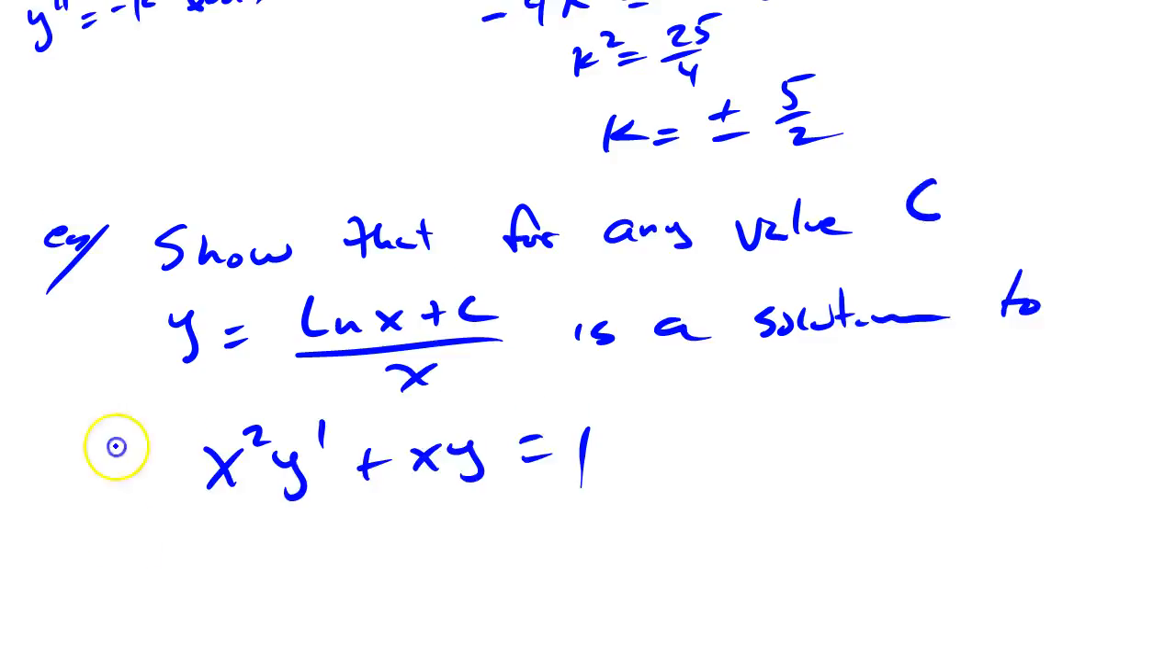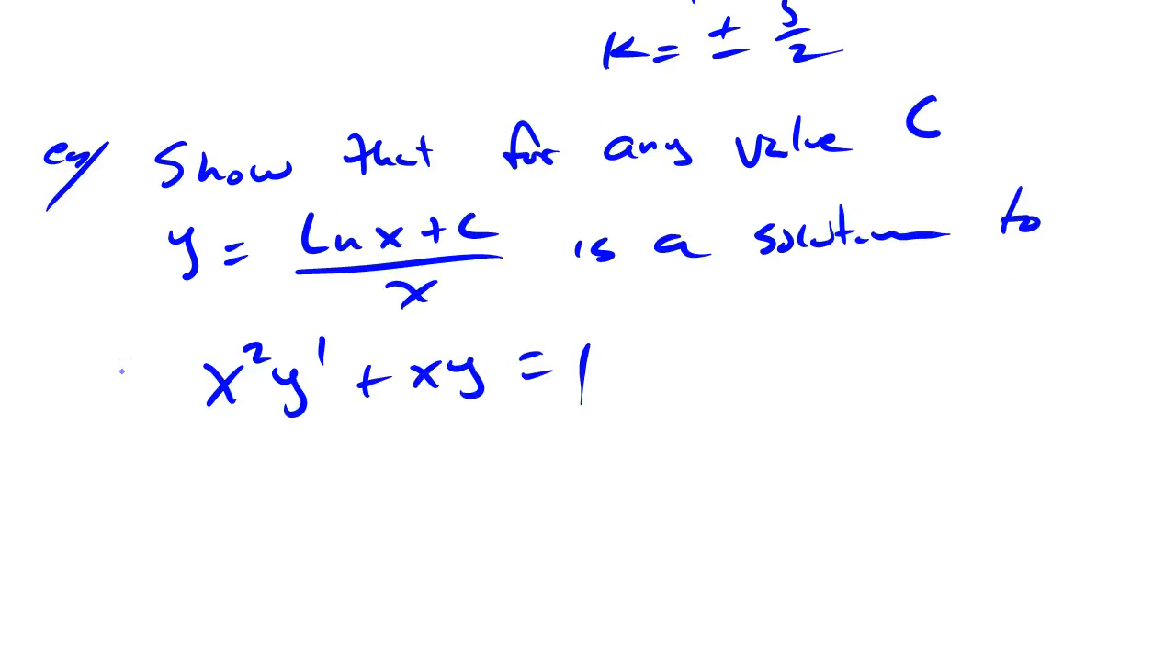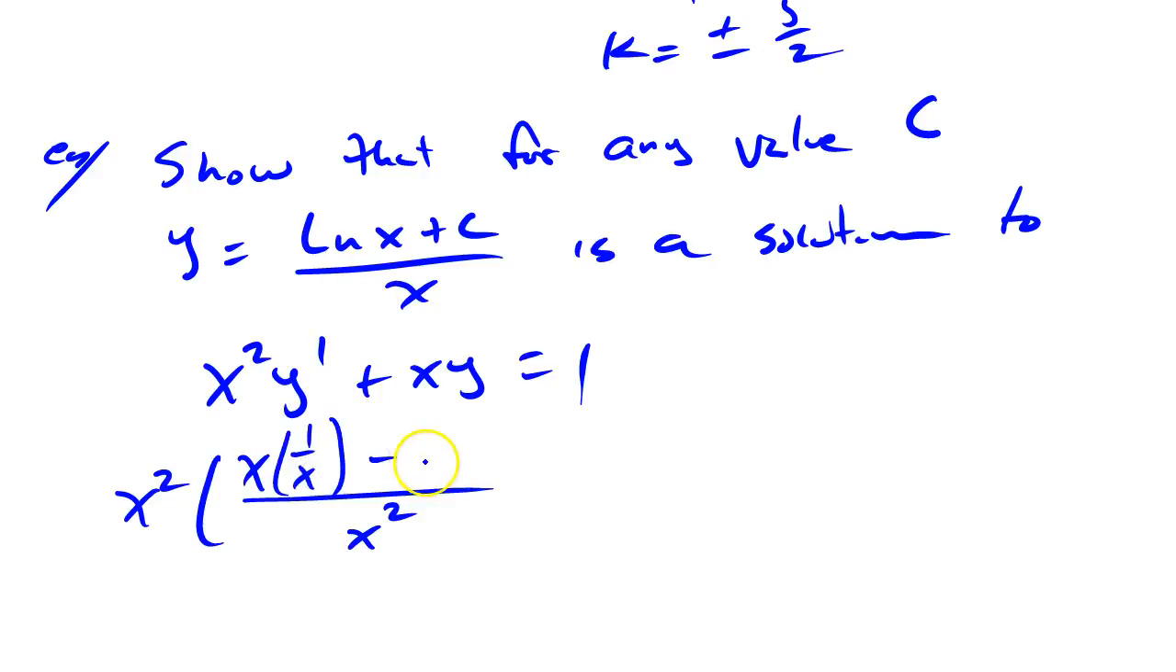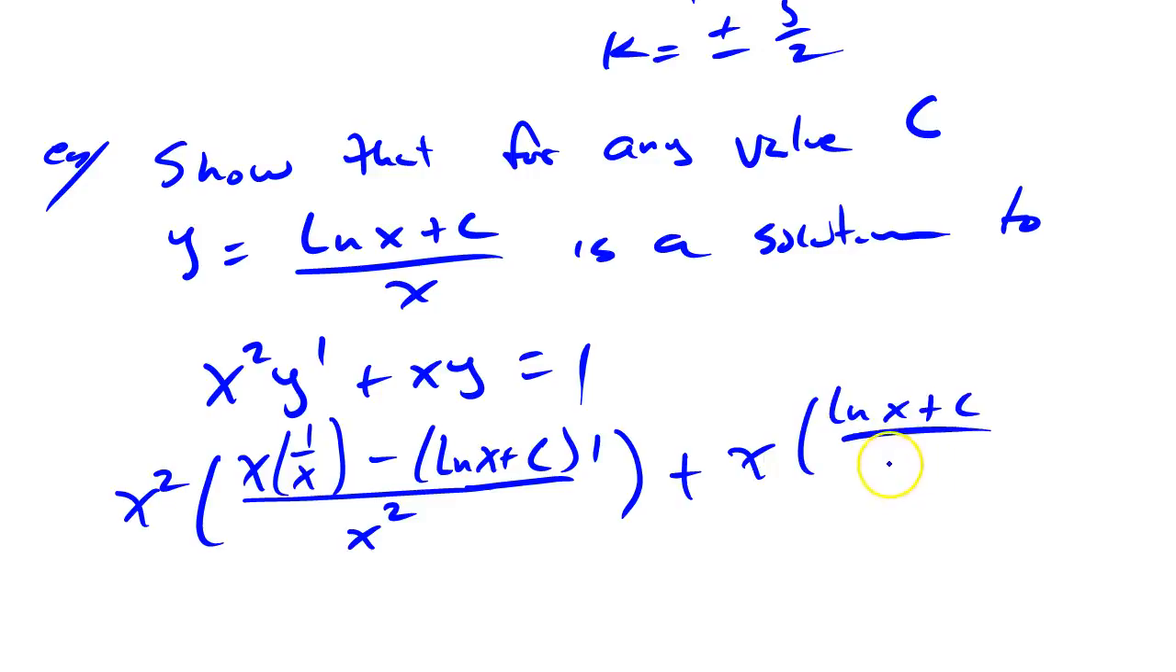Well, to show that this is a solution means I'll plug it in and see that it's true. So, okay, I need x squared times the derivative of this thing. Well, this is a quotient, so the derivative is going to be the denominator times the derivative of the top, over the denominator squared. The derivative of the top is just 1 over x, minus the top times the derivative of the bottom. Well, the derivative of the bottom is just 1. So there's the x squared y prime, plus x times y. Well, just plug the y in. So that's natural log of x plus c over x.